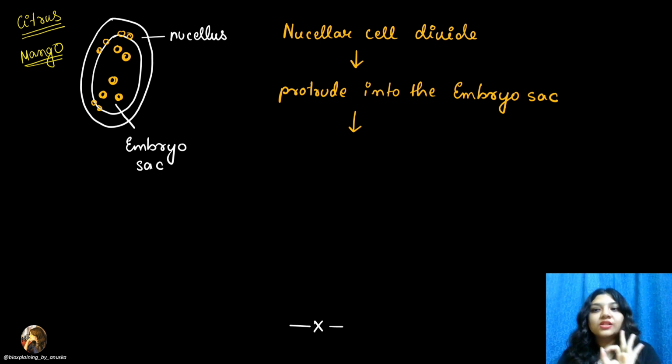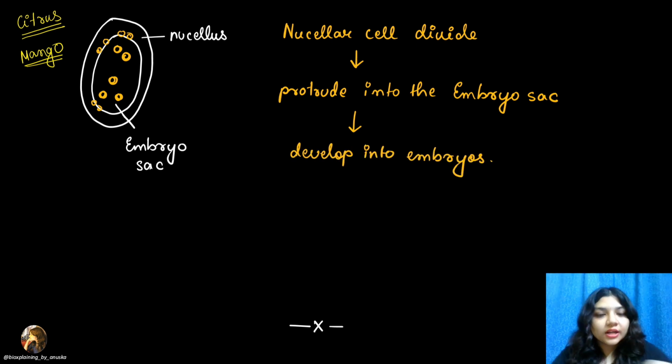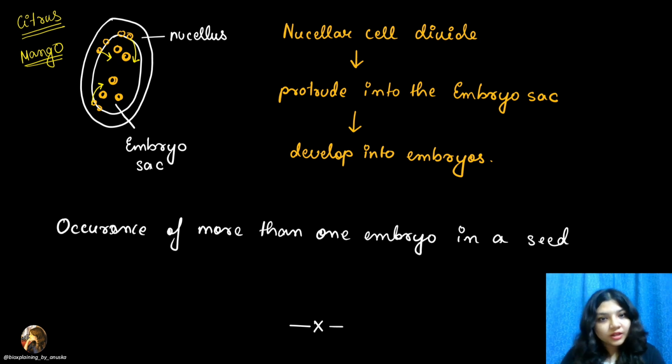The nucellar cells will divide, okay? And as they divide, they will protrude into the embryo sac. That means these nucellar cells have entered inside the embryo sac, right? So what will happen now? Once they enter into the embryo sac, they will start developing into the embryo. They will develop into the embryo.